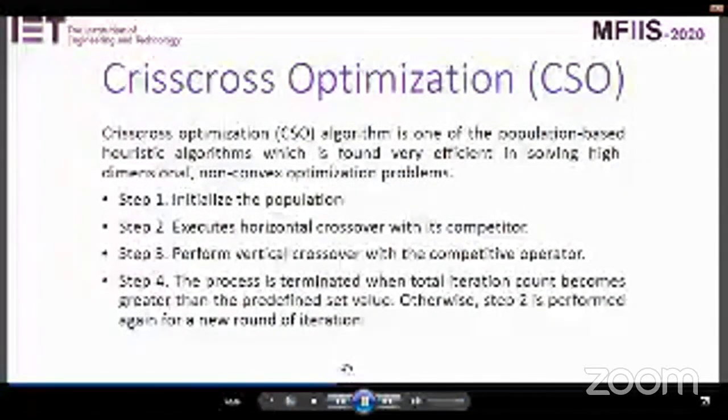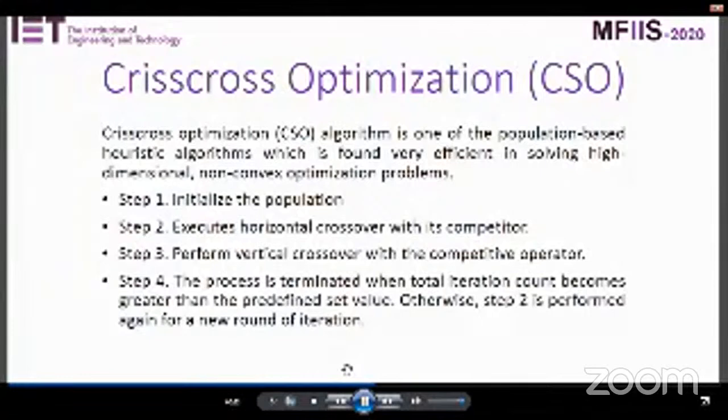The crisscross optimization algorithm is one of the popular population-based heuristic algorithms, which is very efficient in solving high dimensional non-convex optimization problems. The main key feature of this algorithm lies in that there are two interacting crossover operators. One is horizontal crossover and the other one is vertical crossover, and then there will be a comparison between them two, and depending on the survival of the fittest rule, the best value will be selected as the new offspring, which may update the parent value if required.